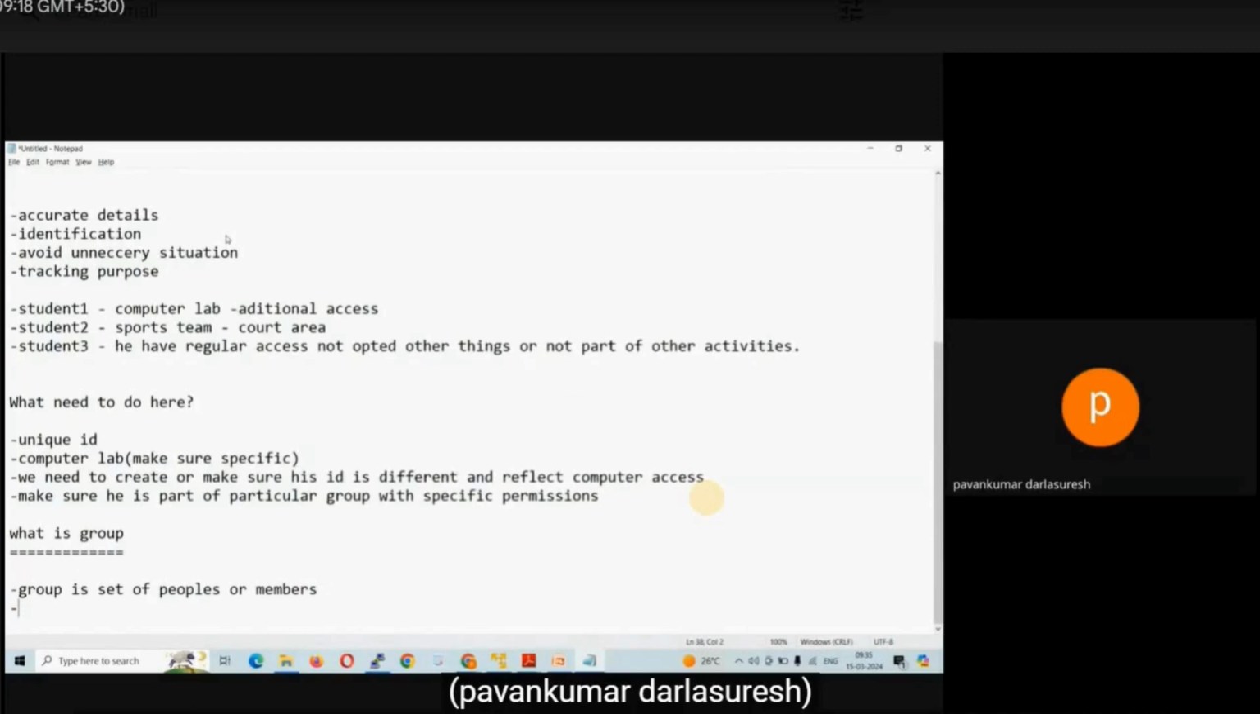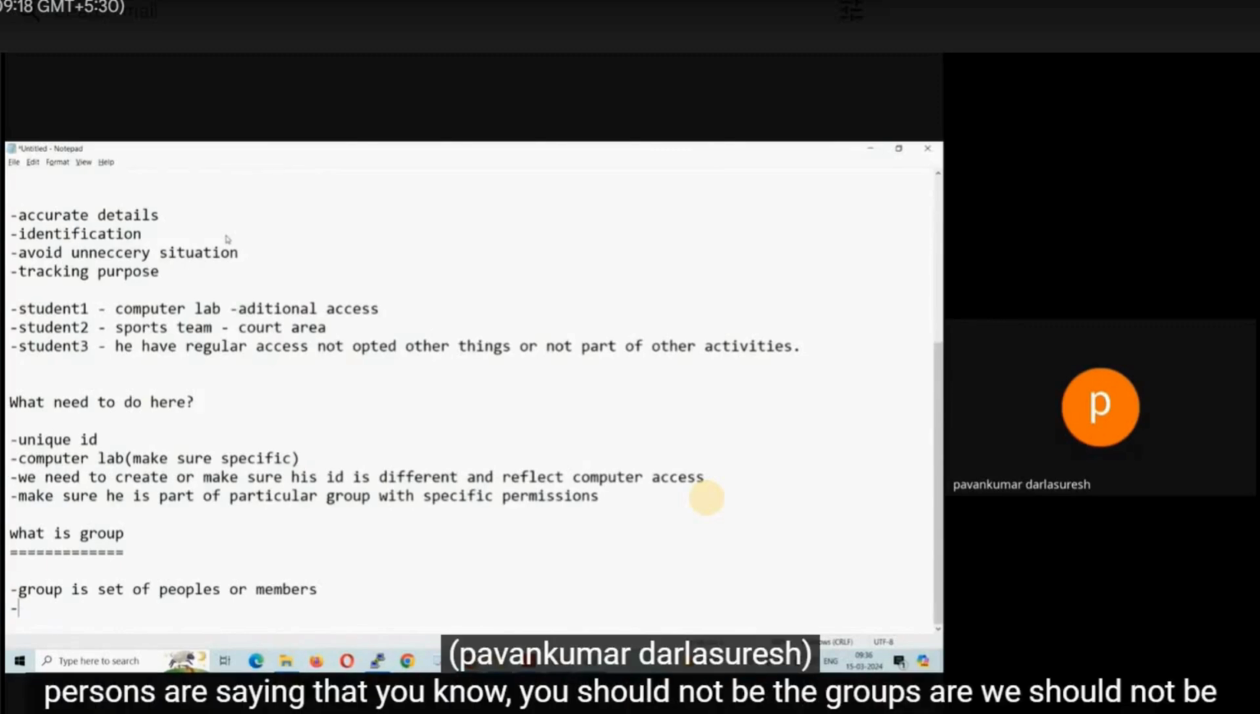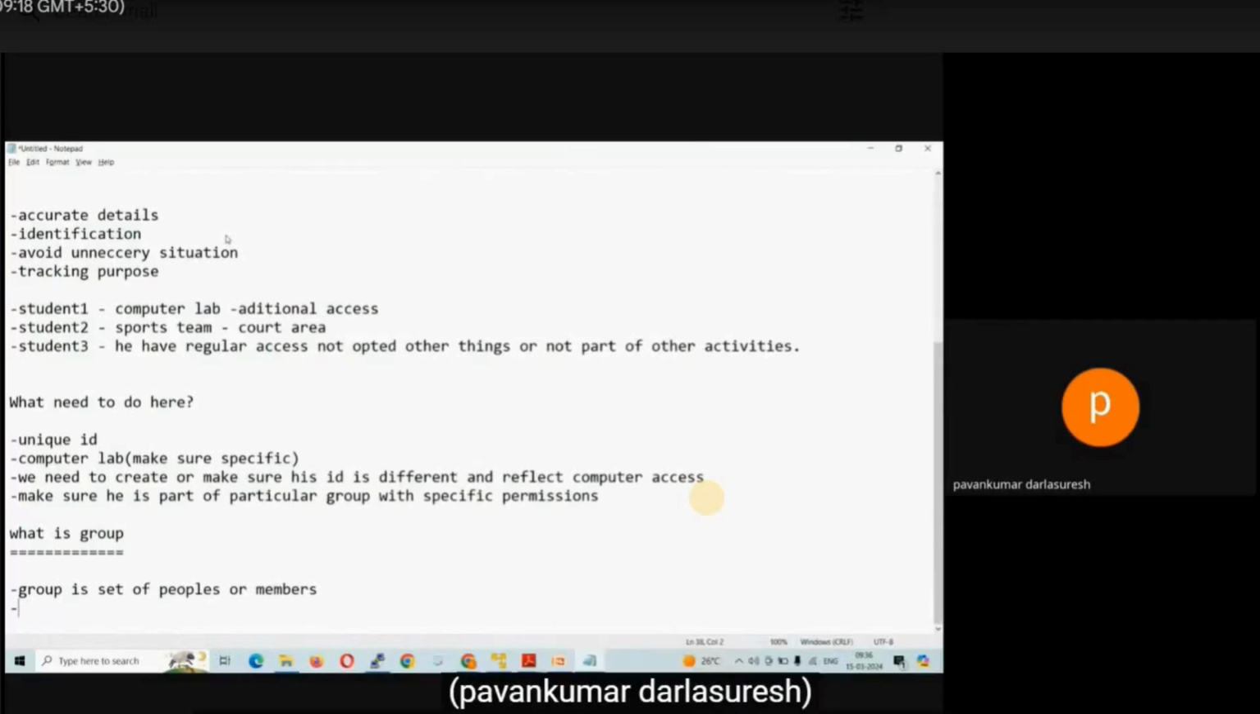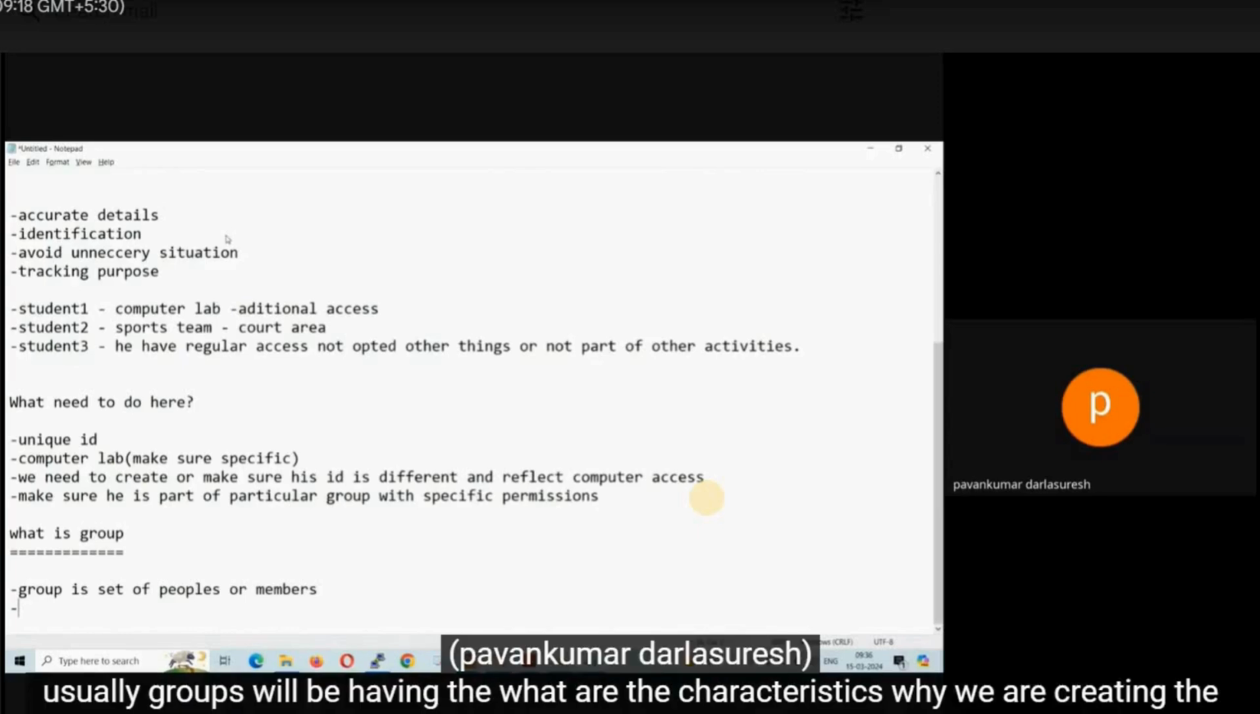Generally, when you were seeing that there is a 144 section, they mentioned that we should not be in groups. The police are saying that we should not be in a group together and discuss anything. Nothing but one, two or more persons can have a common category. They are commonly discussing, commonly part of some activity. That we call groups. So usually groups have what categories? Why are we creating groups?